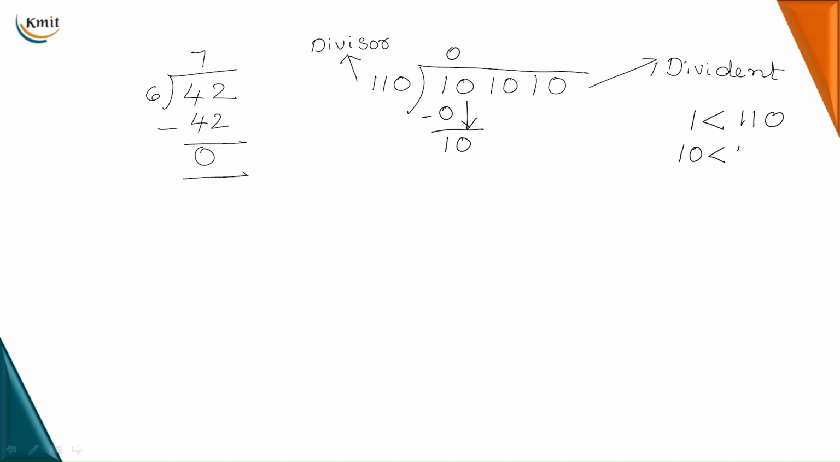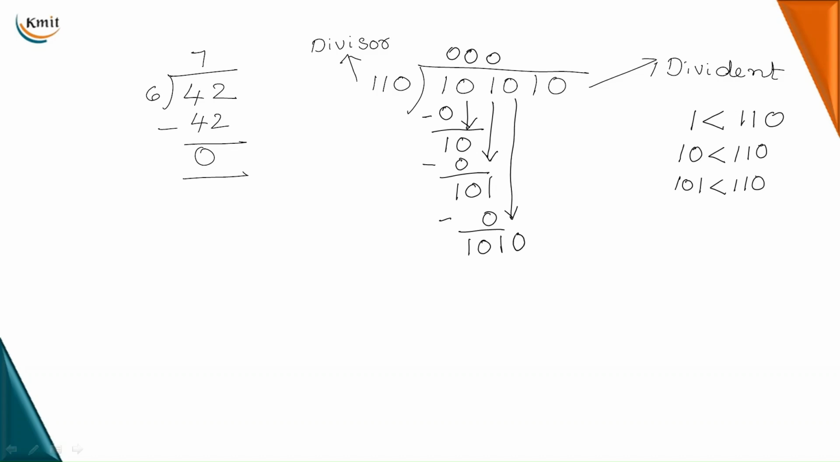Now I am checking. Still 10 is less than 110, so I cannot perform one time also. So I am multiplying it 0 times. It becomes 0, so it remains 10. Next, this 1 will come down, so 101. I am checking it. 101 is still less than 110. So again I multiply it 0 times, which will give me 101 again. And now this 0 will come here, which becomes 1010.